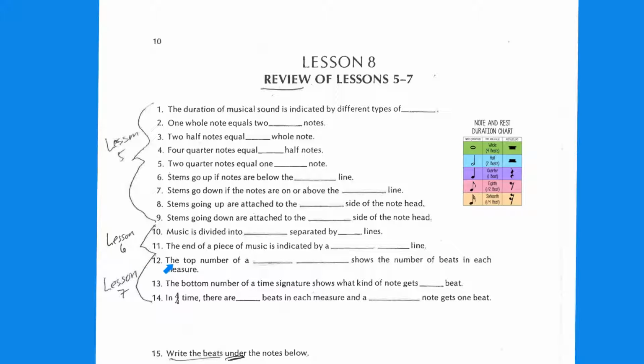Number 12. The top number of a blank blank shows the number of beats in each measure. Now I know I've told you kids that a bunch of times what that top number does, so you should remember that. Number 13, the bottom number of a time signature shows what kind of note gets blank beat. And number 14, in 4/4 time, there are blank beats in each measure, and a blank note gets 1 beat.